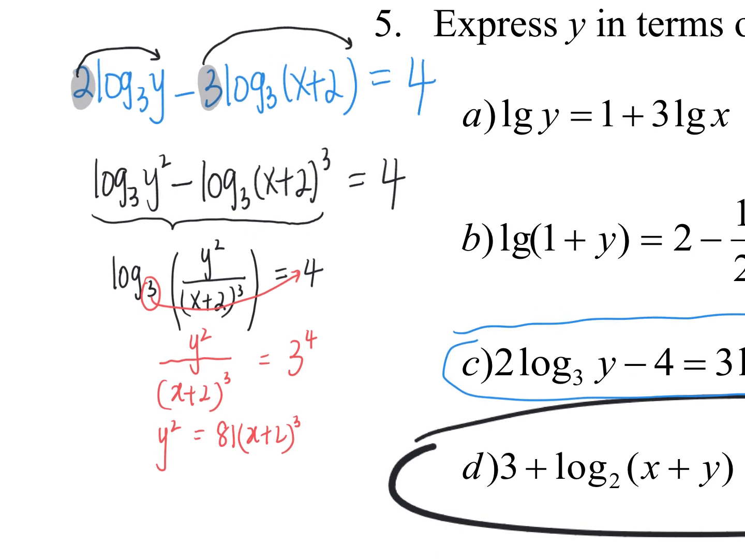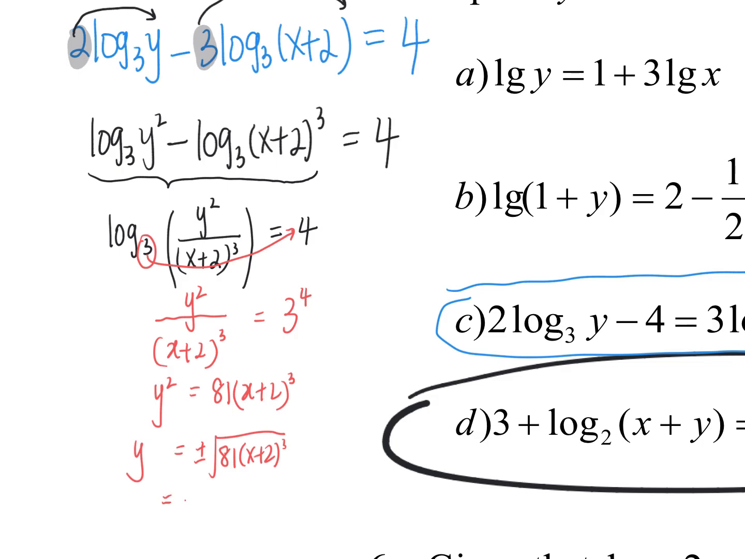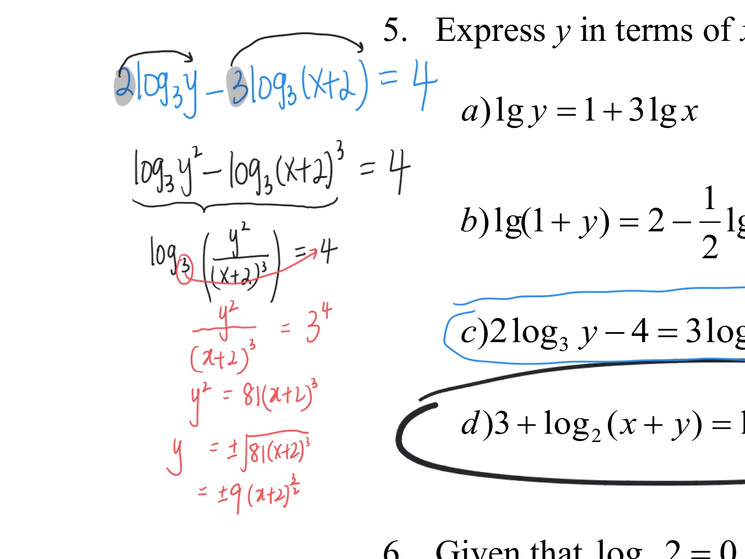So to find y, you just take plus minus the square root of the whole thing. Okay? So you have two answers: plus minus 9 times (x plus 2) to the power of 3 over 2. Two possible answers. Can you reject? Why? Because x can take any value. So in this case, no need to reject.